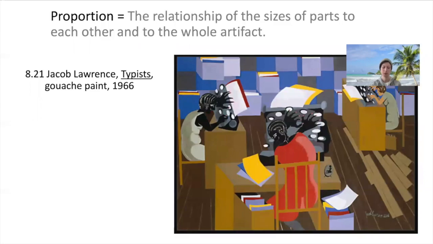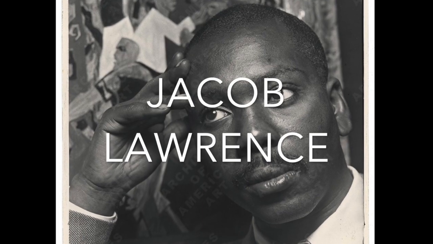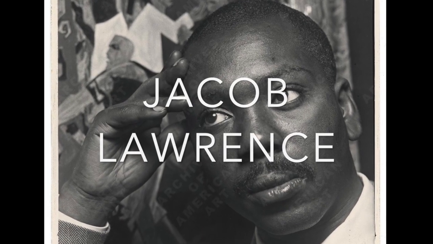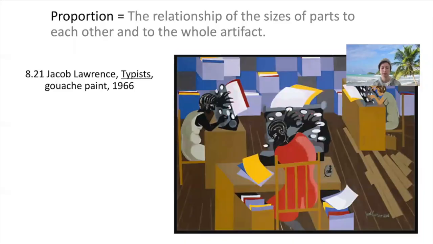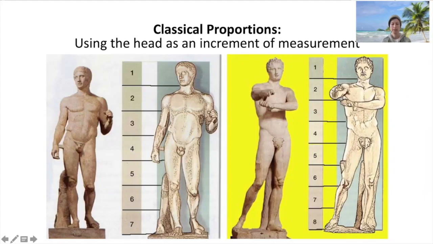In this artwork by Jacob Lawrence, the artist emphasized the proportion of the hands in relation to the rest of the women's bodies, and he also made the keys on the typewriters larger in proportion to the rest of the machine, in order to remind us that they're typists.